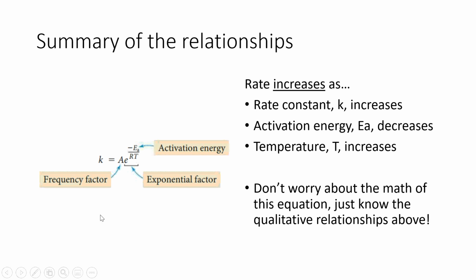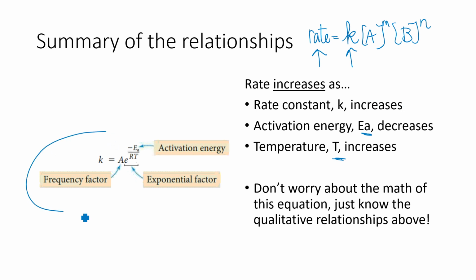Okay, so let's summarize these relationships here. We can see that rate and activation energy and temperature are all related. And if we think about a generic rate law, we know that rate is equal to some constant k times the concentrations of the reactants to some exponents. This is a generic rate law. So as the k value increases, the reaction rate will increase. And it turns out there's a relationship between the activation energy and temperature and your k value. And this here shows the mathematical relationship.